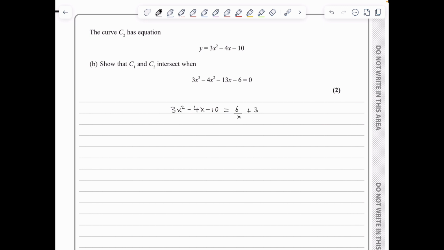I will multiply throughout by x to get rid of the denominator of x. So we're looking at 3x³ - 4x² - 10x being equal to 6 + 3x. And I will be collecting everything on the left-hand side to get 3x³ - 4x² - 13x - 6 = 0, as required.